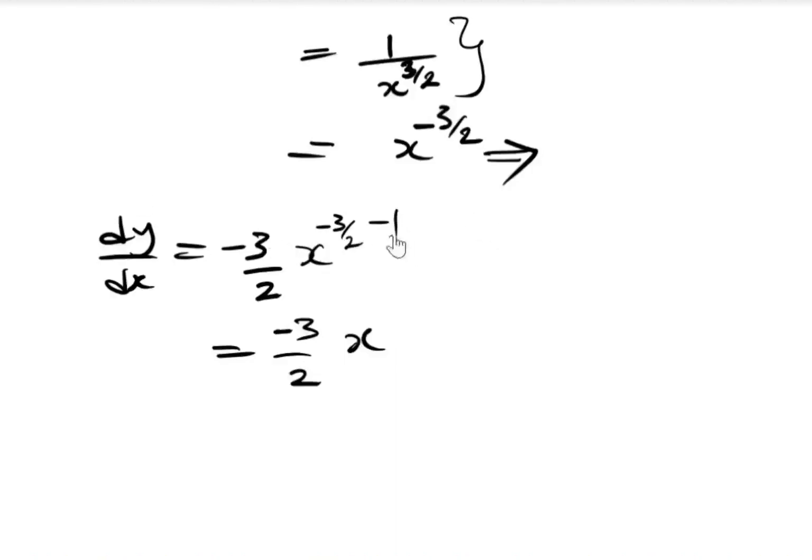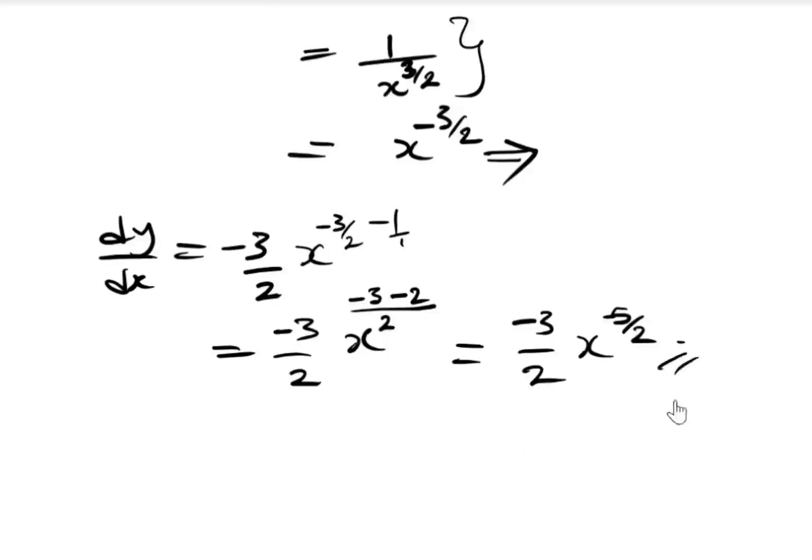Here it is divided by 1, and the LCM of 2 and 1 is 2. This will be minus 3. 2 multiplied by 1 will give me minus 2. And this will be equal to minus 3 divided by 2 x. Minus 3 minus 2 will give me minus 5 divided by 2.